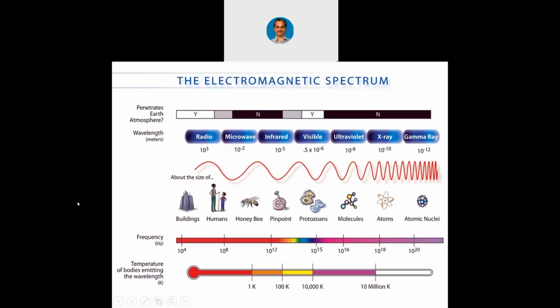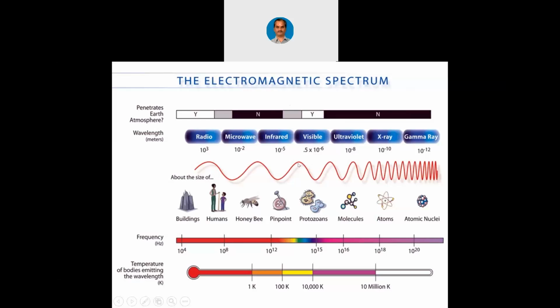People who have studied physics understand this particular electromagnetic spectrum, where you will see radio waves, then microwaves, then infrared waves, visible light, ultraviolet light, X-rays and gamma rays. People who have studied physics have to recall: does it penetrate the Earth's atmosphere? Yes, radio wave penetrates, whereas infrared and microwave do not. Again, visible light, does it penetrate? Yes, visible light penetrates. Ultraviolet, X-ray, gamma ray, no.